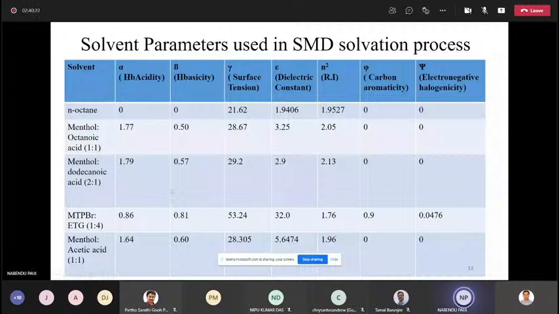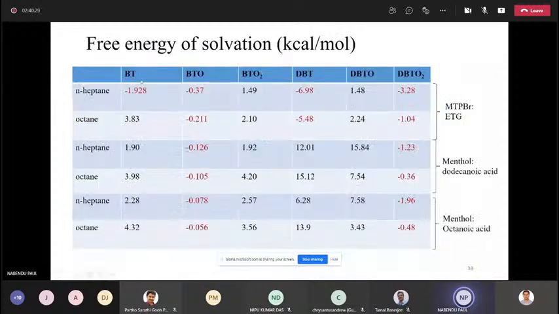So let us see what we got from the solvation. Here, these are all the sulfur compounds, BT2, DBTO2, and these are the organic solvents. The first two are for MTPB ethylene glycol, the second two are for menthol decanoic acid, and the third two are menthol octanoic acid.